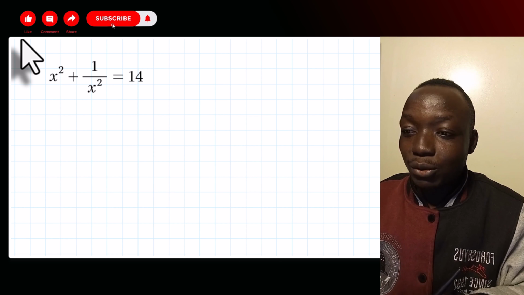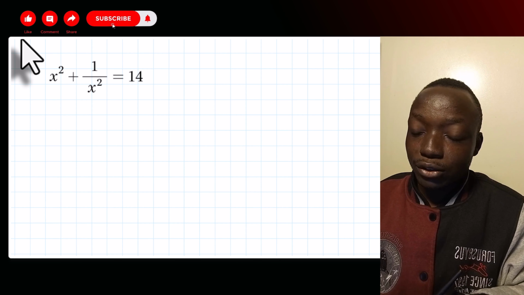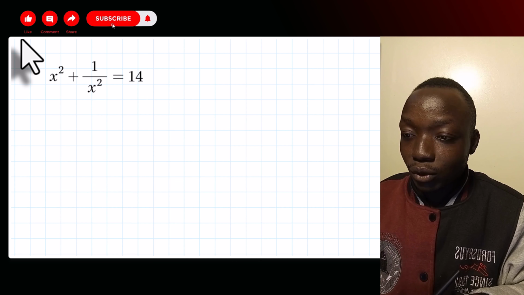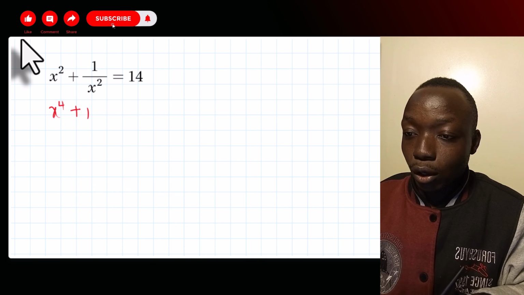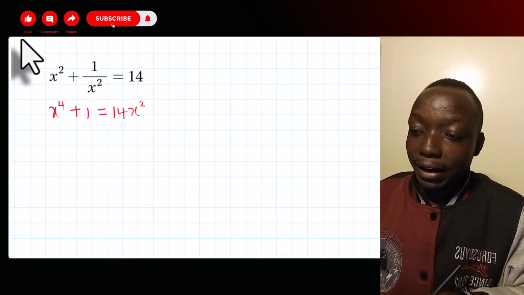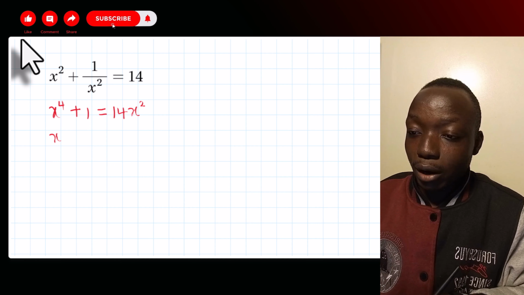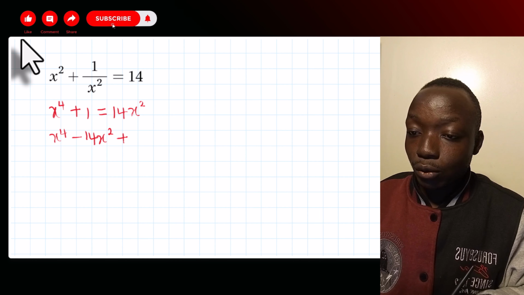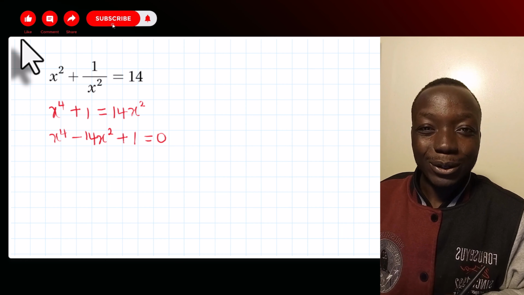So the first step is to multiply through by x squared so that we'll get rid of the denominator. So we're going to have x raised to the power 4 plus 1 is equal to 14x squared. Now we collect like terms. This will be x raised to the power 4 minus 14x squared plus 1 is equal to 0. Now we have a polynomial.